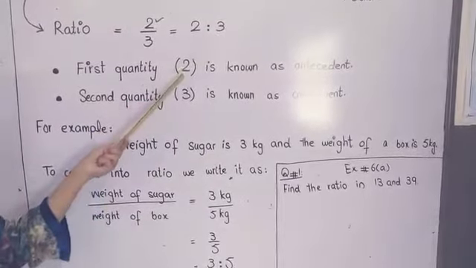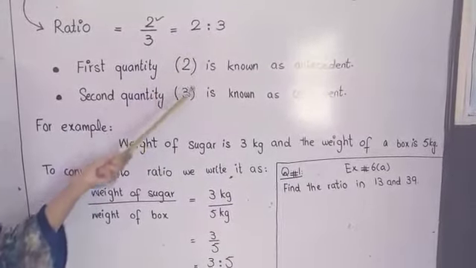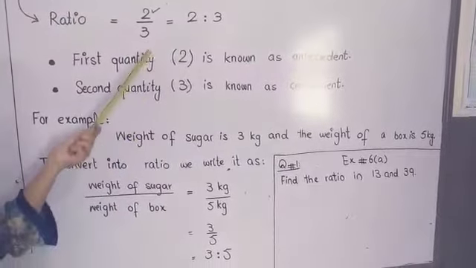2 is known as antecedent and 3 is known as consequent. These are the two different terms.